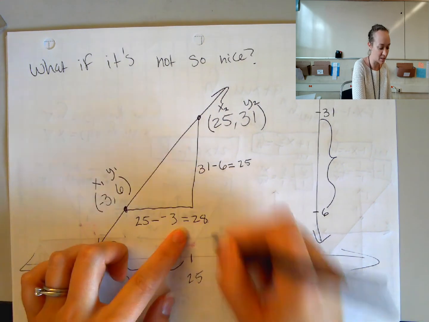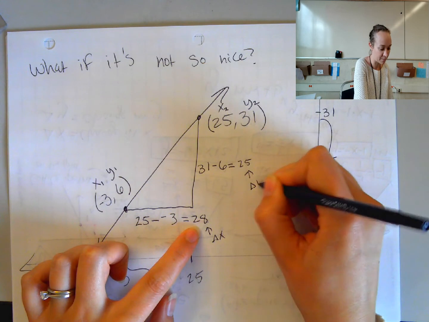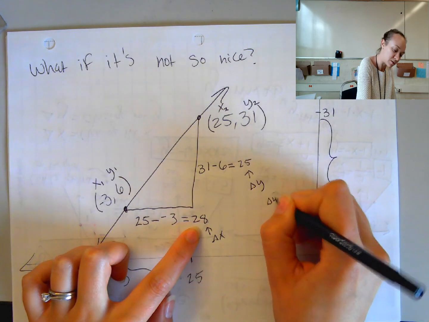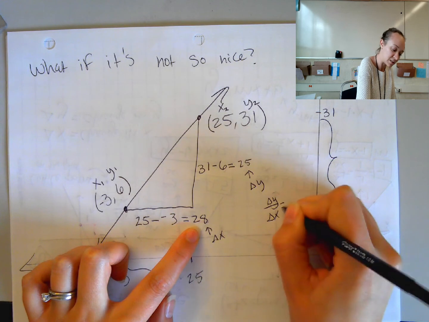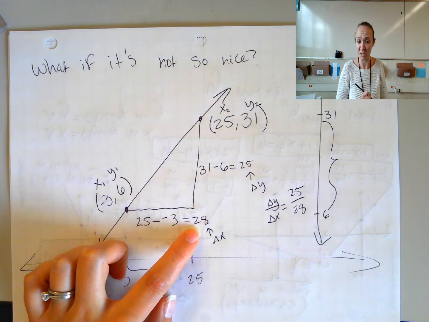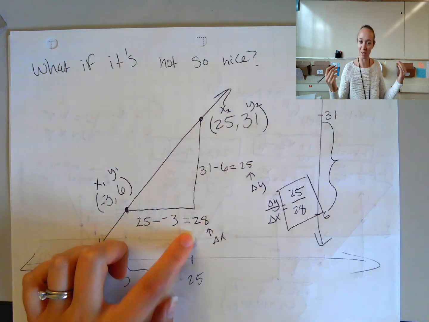Well, this is my delta x. This is my delta y. So that gives me delta y over delta x is 25/28. Not a pretty slope, but it's an accurate slope. And we know that because we calculated it using math.